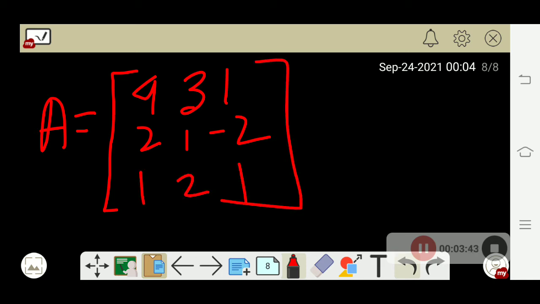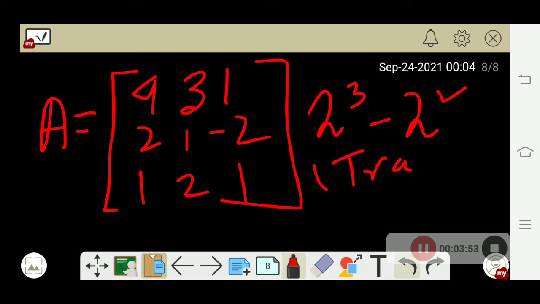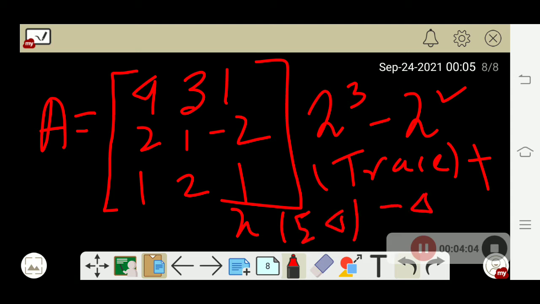So what we need to find is the characteristic equation: lambda cube minus trace times lambda square plus lambda times the sum of all possible minor determinants, minus the determinant of the given matrix. We need to find this, right? So let's do that.